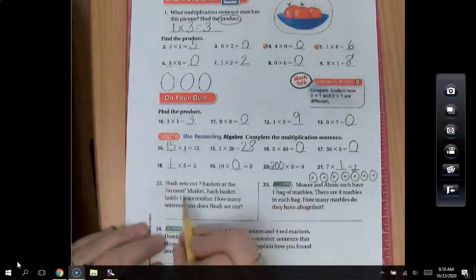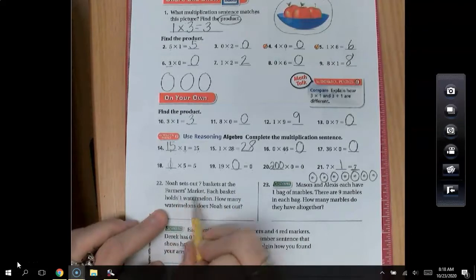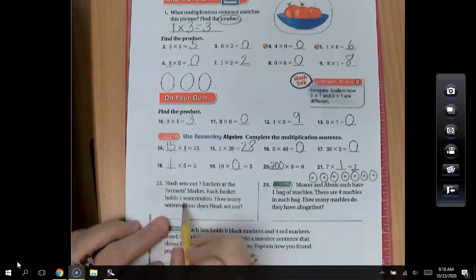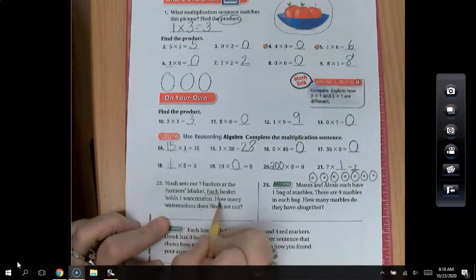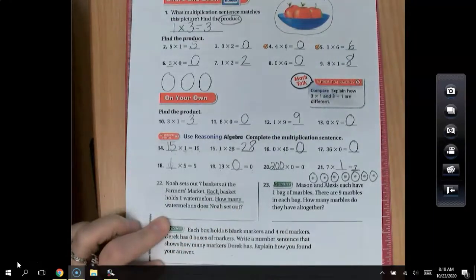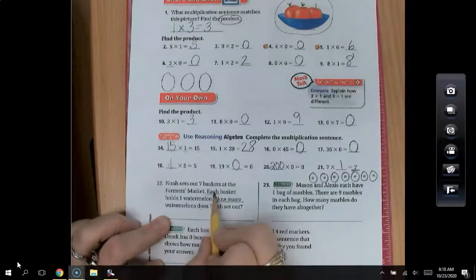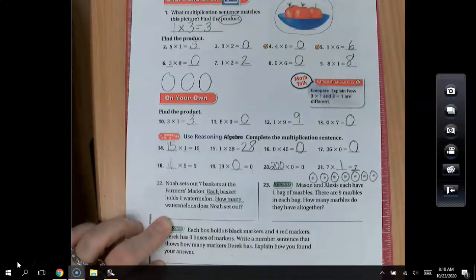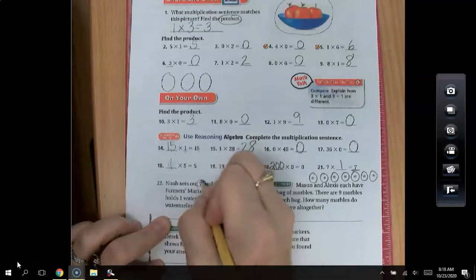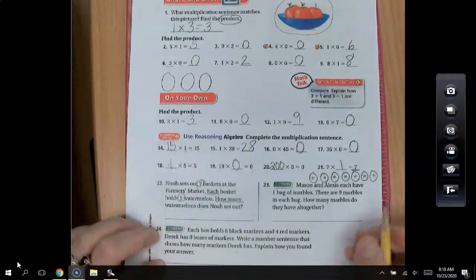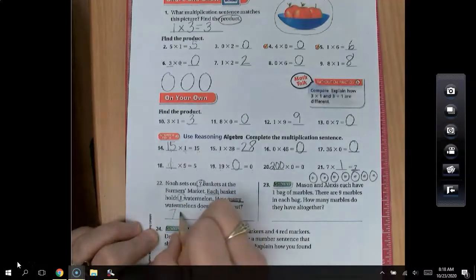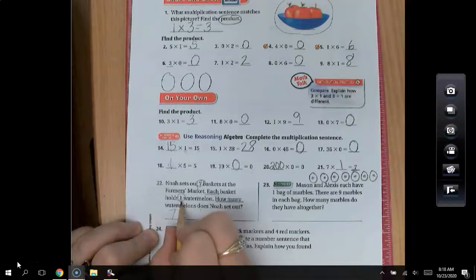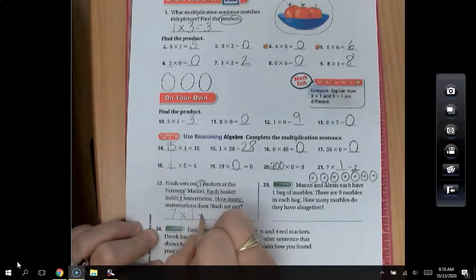Let's look at these problems down below. It says Noah sets out 7 baskets at a farmer's market. Each basket holds 1 watermelon. How many watermelons does Noah set out? Well, first of all, I see some clue words. I see the word each and how many. And I know that when I see the word each, it triggers my memory that I need to multiply. I have 7 baskets, so I have 7 baskets times 1 watermelon in each basket.